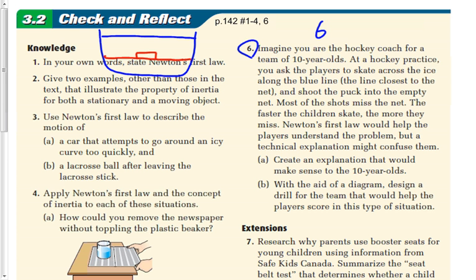You ask the players to skate across the ice along the blue line, and you shoot the puck into the empty net. Most of the shots miss the net. The faster the children skate, the more they miss. Newton's first law would help the players understand the problem, but a technical explanation might confuse them. In other words, we're not going to explain to these 10-year-olds that an object in motion stays in motion at a constant speed in a straight line until acted upon by an unbalanced force. We want an explanation that would make sense to the 10-year-olds.